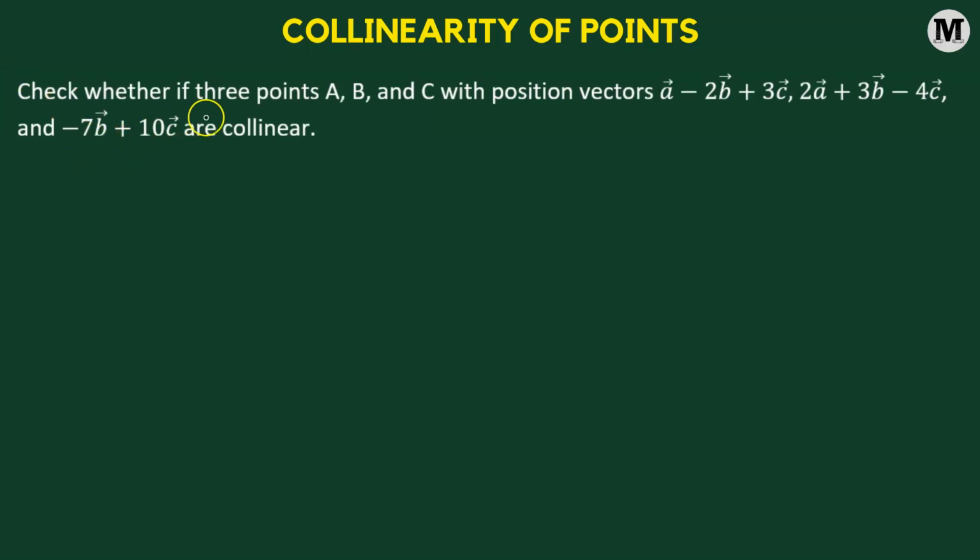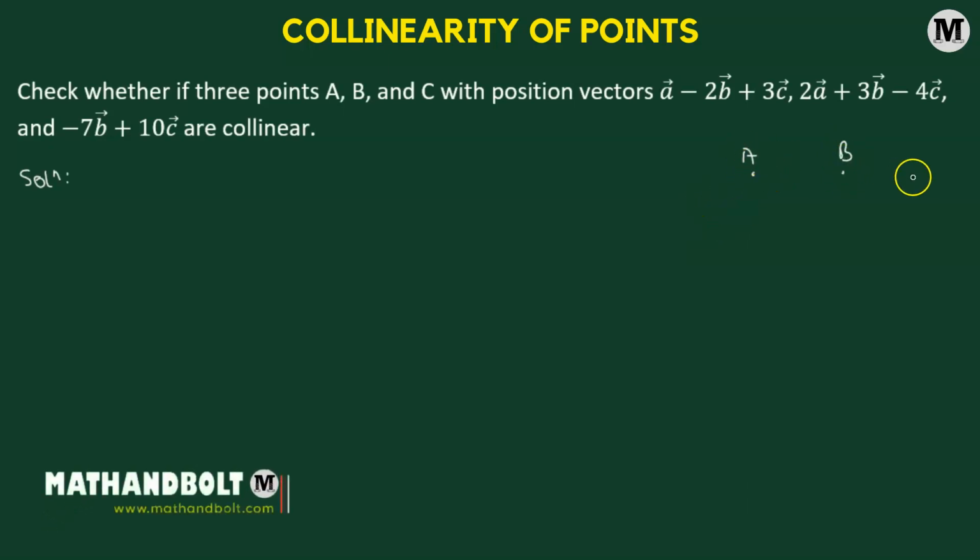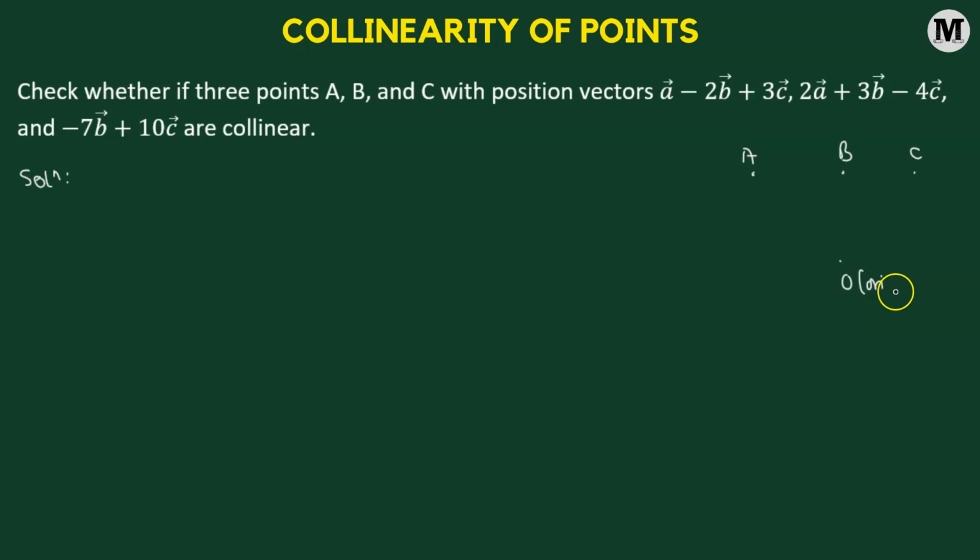Here in this problem, we need to check whether the 3 points A, B, C, whose position vectors are given, are collinear or not. Okay, let us begin. So here, let us suppose that we have 3 points, point A, point B, and point C. And we are going to consider an origin O.